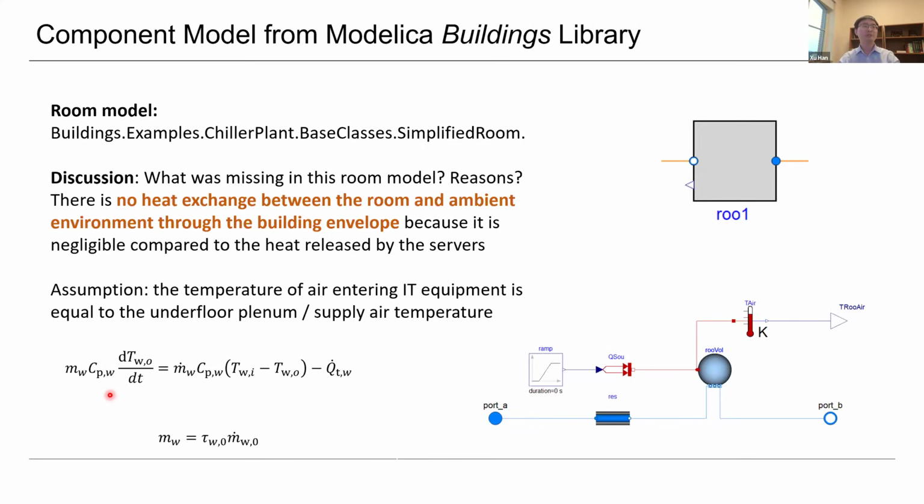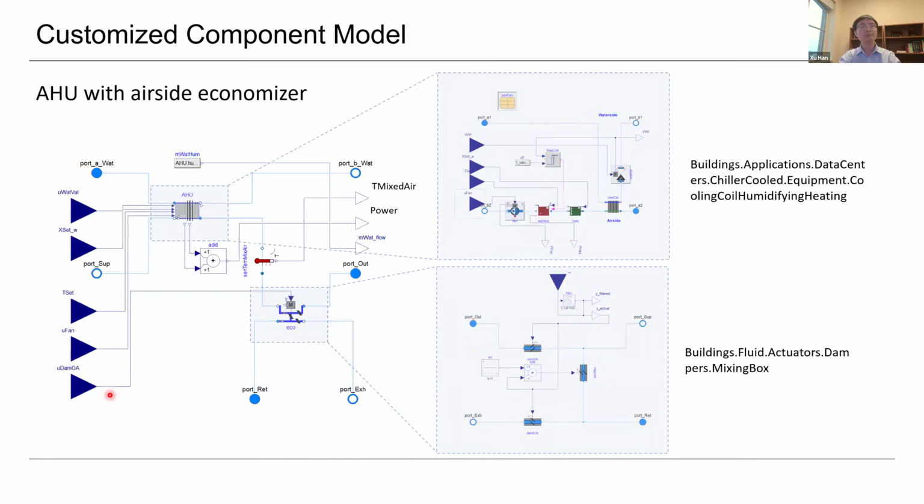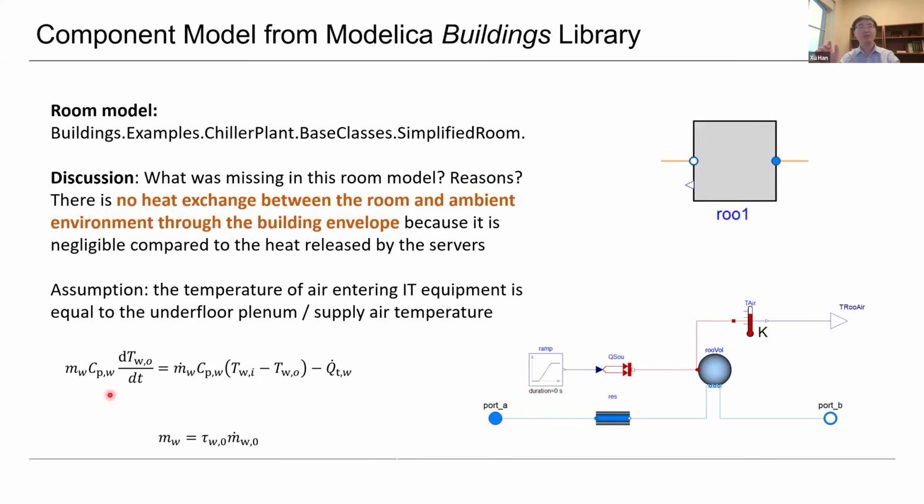And also we have an assumption: the temperature of the air entering the IT equipment is equal to the underfloor plenum and the supply air temperature. This is our assumption for the model. Because in reality, this can be a little bit different, because when the air is supplied to the cold aisle, it may be mixed with some ambient hot air. So it will be a little bit higher than the supply air temperature. Okay. But here we just assume they are the same.